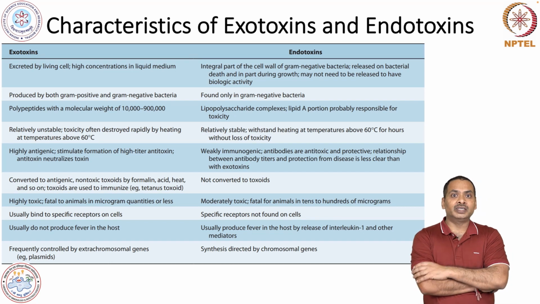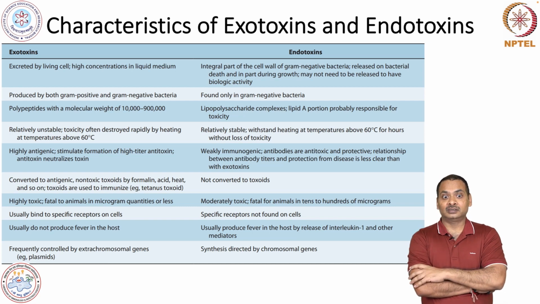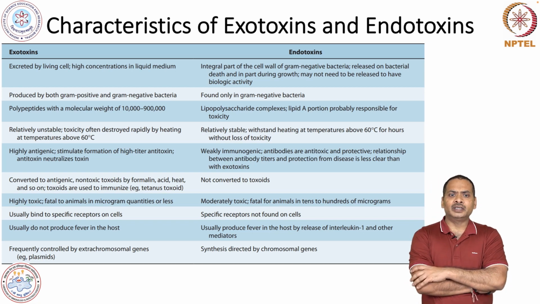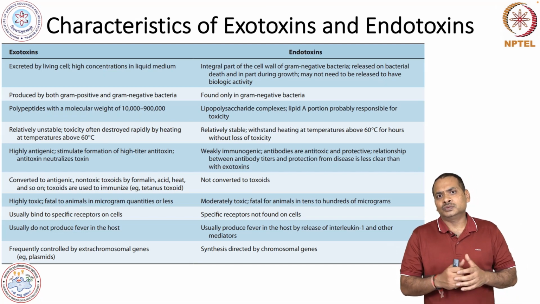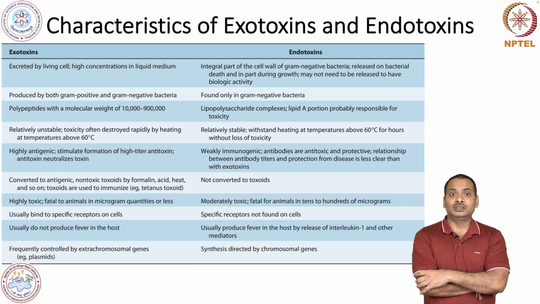Exotoxins are proteinaceous in nature. They are polypeptides, and their molecular weight ranges from 10 kilodaltons to 900 kilodaltons. LPS is a very small molecule consisting of lipid A, which is probably responsible for the toxicity. LPS has one component, which we call lipid A, and that is basically associated with the toxicity.